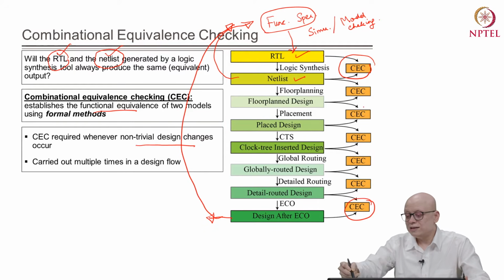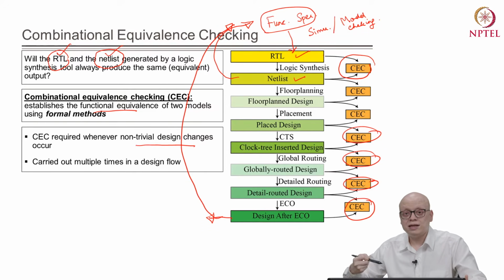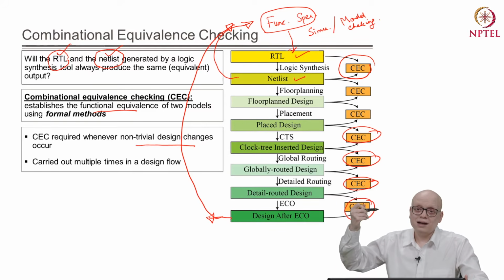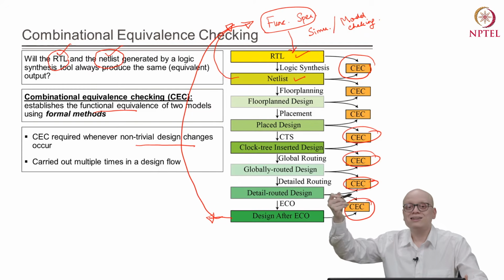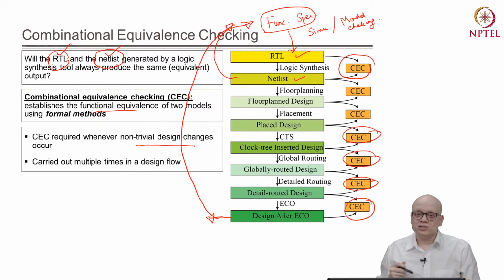Because if there is an error introduced anywhere by the tool or by human, that will be caught in this combinational equivalence checking step, right. If we do combinational equivalence checking in subsequent steps, we are sure that the functionality that we are getting is equivalent to the RTL, and RTL was originally meeting the functional specification. So, all the transformations are correct in terms of functionality.